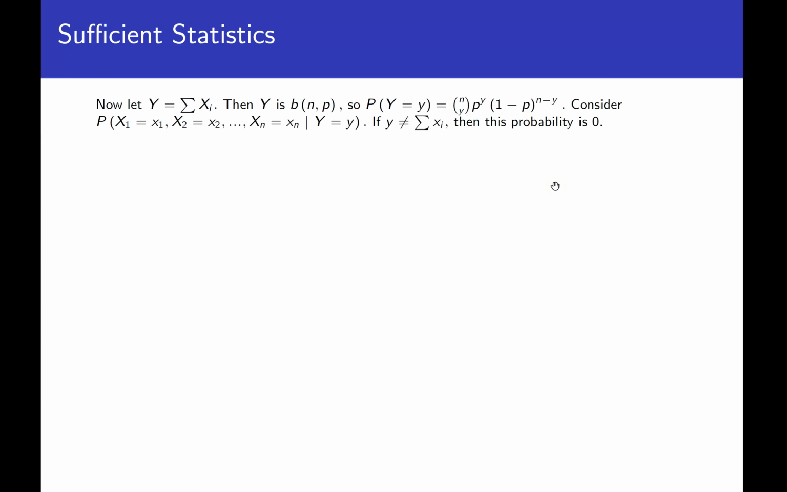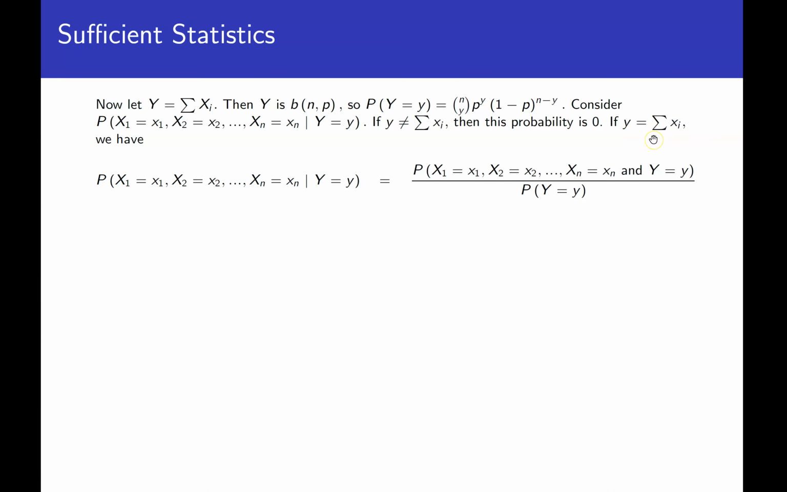All right, so let's consider the conditional probability. Knowing that you're given a specific y value, what's the probability that each of the x values were x1 out to xn? Well, certainly if we're given y, and by the way y is defined as the sum of the x's, if the sum of these x's isn't equal to y, that probability is 0, without a doubt.